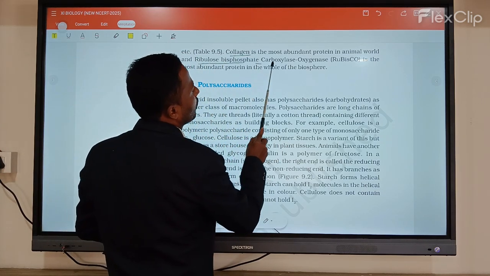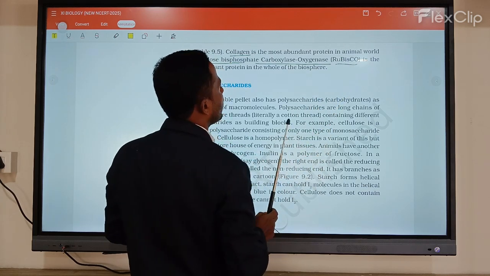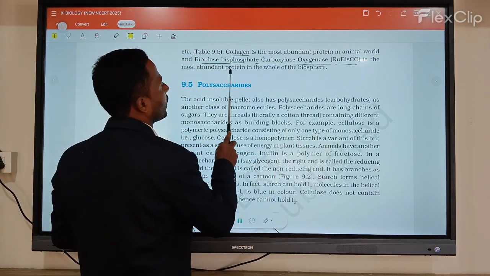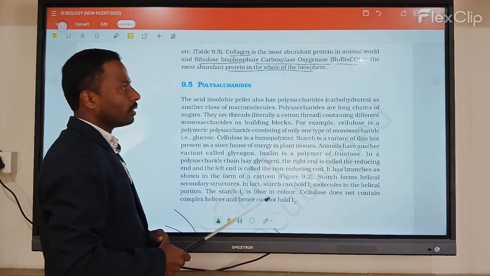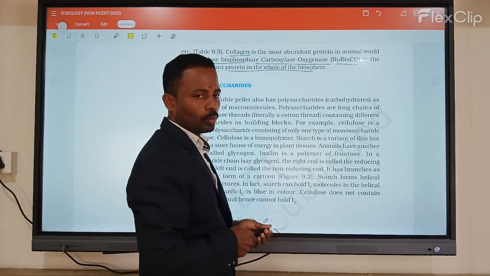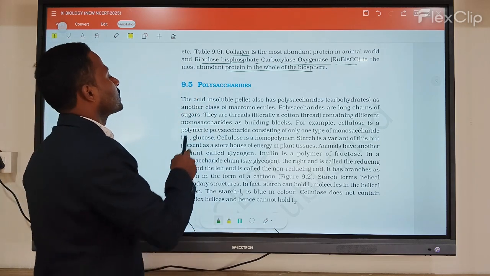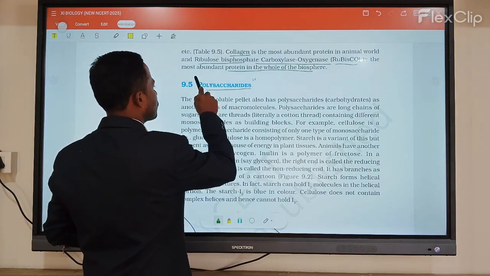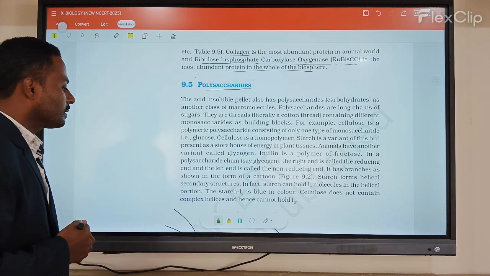Ribulose bisphosphate carboxylase oxygenase, rubisco, is the most abundant enzyme protein in the biosphere. In animals it is collagen, and in plants it is rubisco. Okay, next we will discuss polysaccharides.